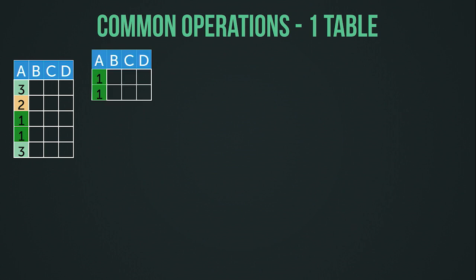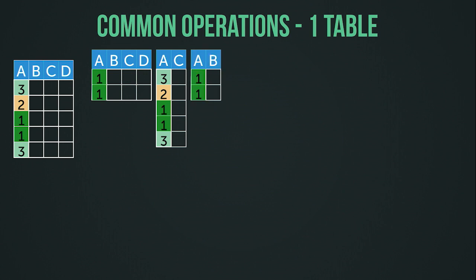Either you can subset rows, so you can say, give me all the rows where column A equals 1, and you'd get just those two rows. Or you could select some of the columns, in this case A and C. Or you could do a combination of both. You could ask, give me all the rows where A equals 1, and give me only the A and the B columns.